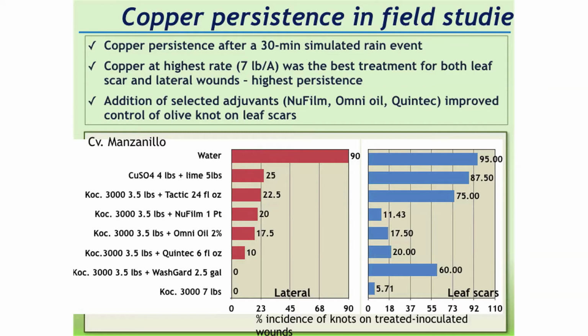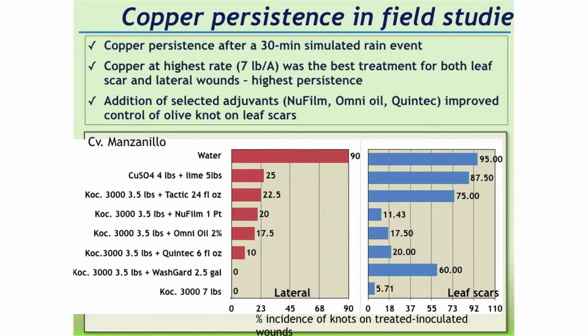We dropped the rate in half here, and we added various types of materials to try to improve the persistence, from lime to Tactic, Nu-Film, if you're familiar with some of these materials. And you can see there's quite a bit of variation. Most of the materials work well on lateral wounds. We get a significant reduction. Those numbers show all significant reduction compared to the untreated control.